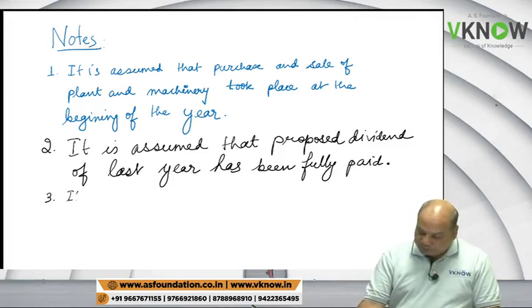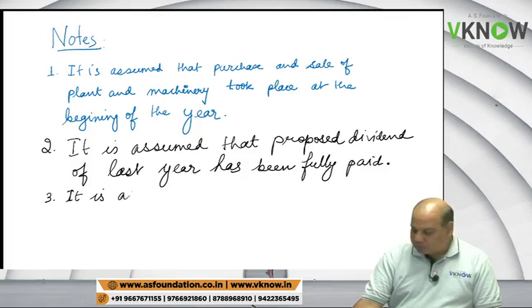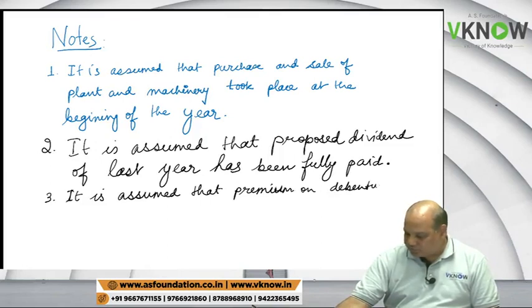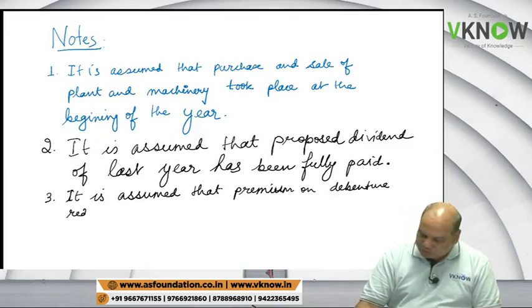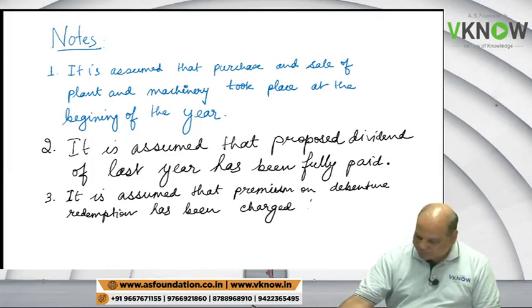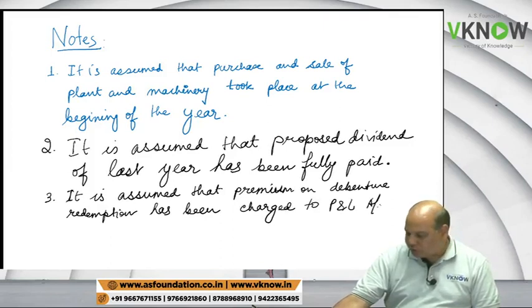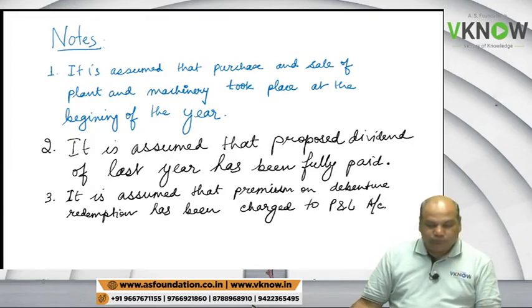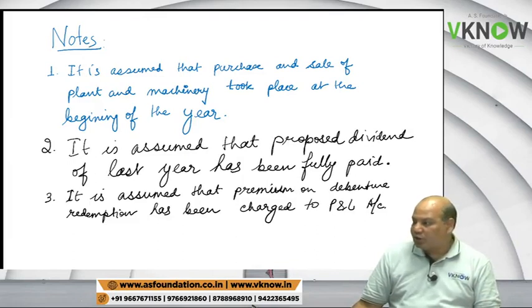And third, it is assumed that premium on debenture redemption has been charged to profit and loss account. Premium on redemption of debenture has been charged to P&L account.